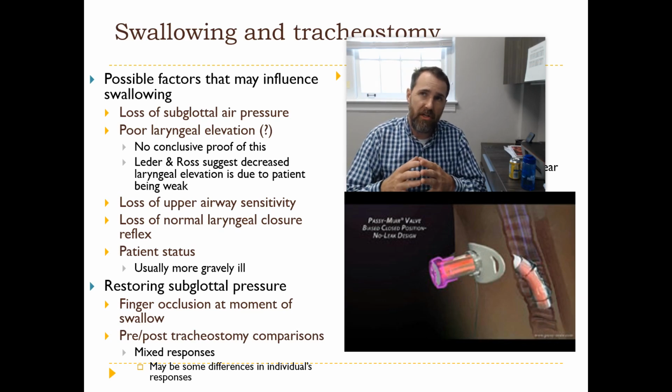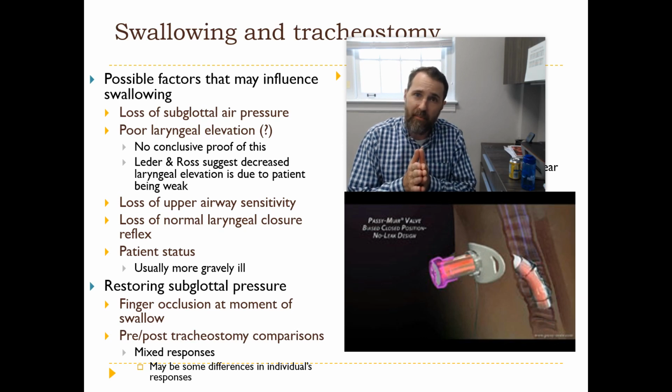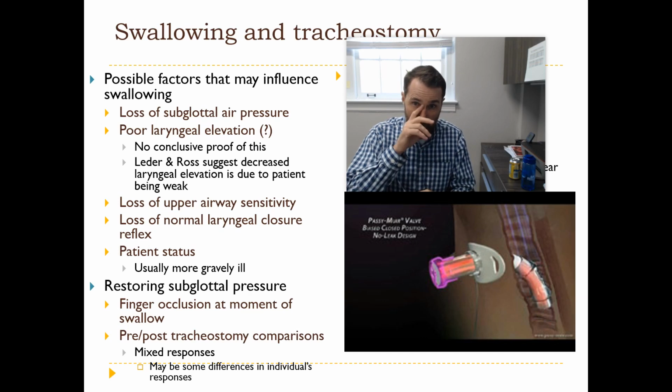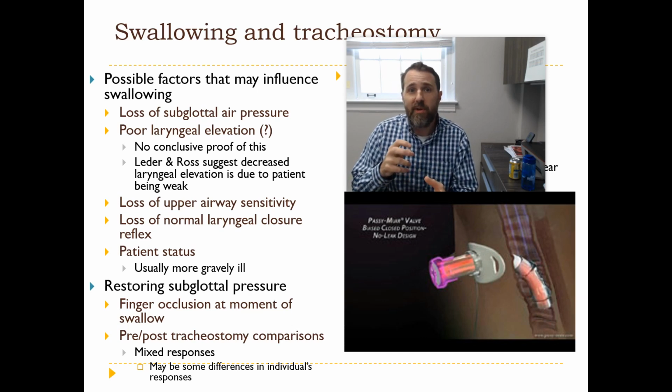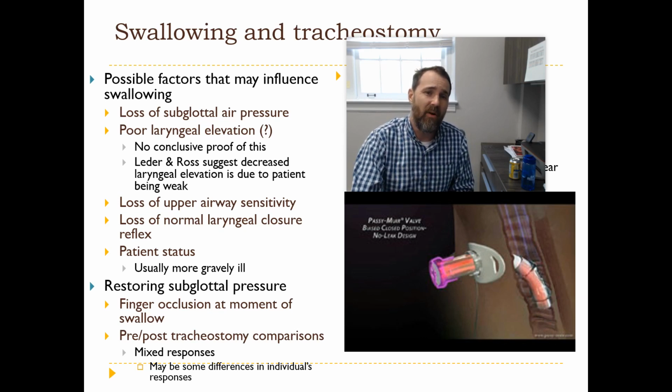So research has shown that the lower levels of subglottal air pressure that are present when the tracheostomy tube is present increases the length of the pharyngeal stage of the swallow. And of course, you don't want to increase the length of the pharyngeal stage of the swallow because that means more time for the bolus to be hanging out over the airway.